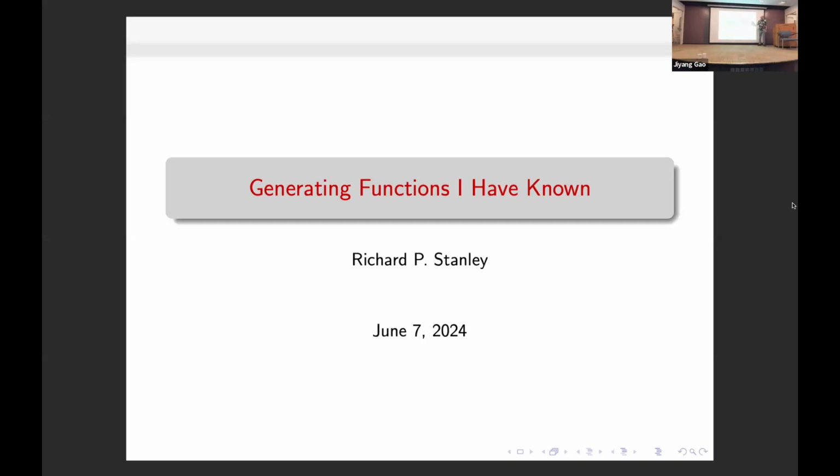But I've always been fascinated, my whole mathematical career, with generating functions. So I'm going to give some examples of what I like about them: two generating functions that have had a big influence on me, and three more that I discovered myself that are really cool.